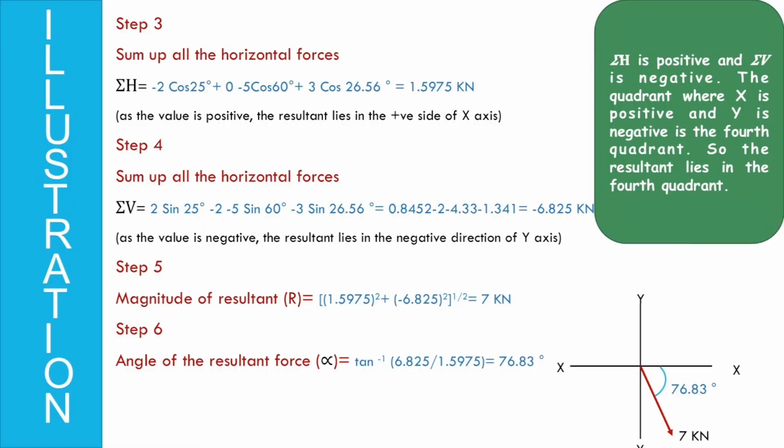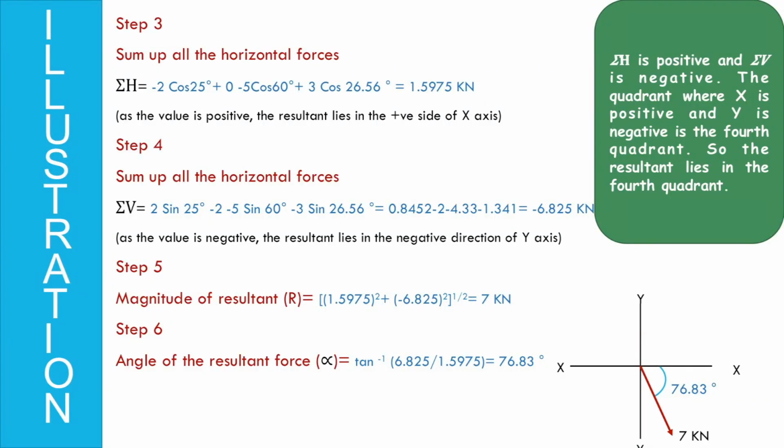To find out exactly at which quadrant it lies, we will go to find out sigma v. In sigma v, we add up all the vertical forces, that is all the sine components together. We get the answer as minus 6.825 kilonewton. Minus corresponds to the negative direction of y axis, which means that the force should be either in the third or in the fourth quadrant. So, already we said x is on the positive side and y is on the negative side. So, x is positive and y is negative only in the fourth quadrant. So, from this we can understand that the resultant force is going to lie in the fourth quadrant.